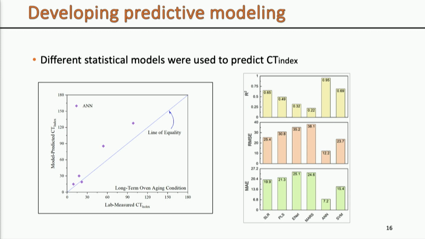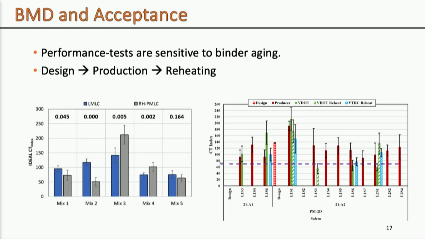For example, this curve here shows the predicted versus the lab measured, and this is using an artificial neural network. We actually got an R-square of about 96%, so we're able to predict the CT index to a very high degree. So that's BMD, that's balanced mix design. We're talking about how we design the mix so that we get good cracking and good rutting.